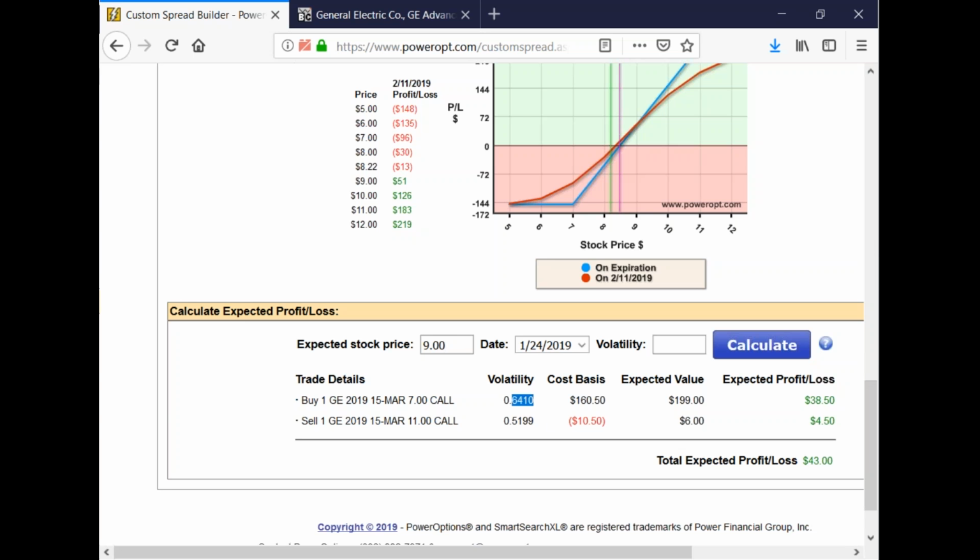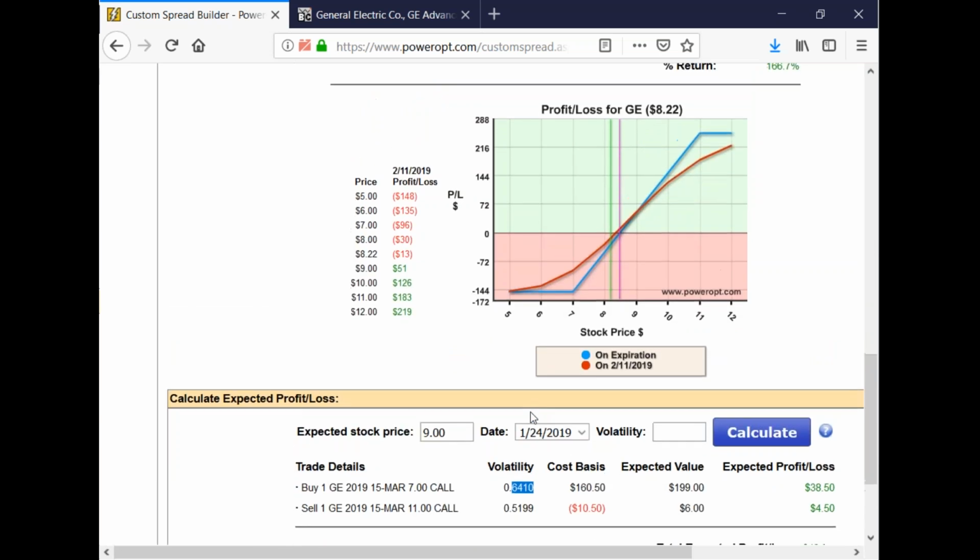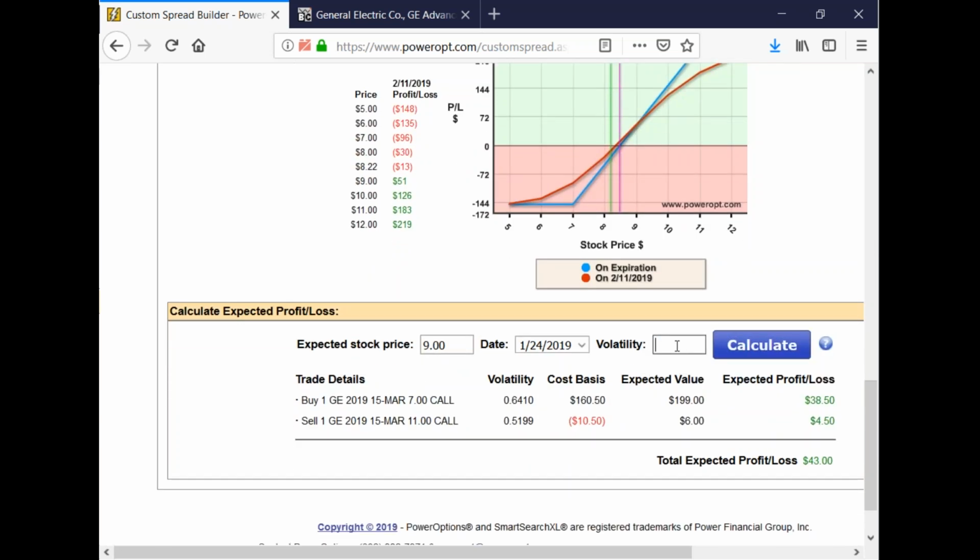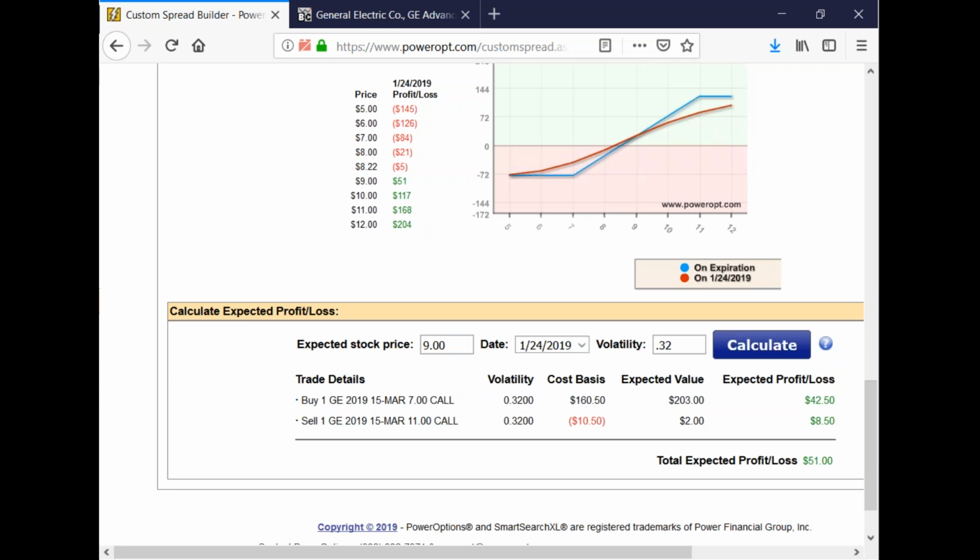Well, if the market's stable, things calm down, shutdown ends, things look better on the horizon, we might also see these numbers start to drop, the volatility of the options. Why is that important? Well, let's cut them in half. We'll cut it down to 0.32 for the in-the-money 7, the out-of-the-money 11, and the stock moves up to 9, 20 days into the trade.